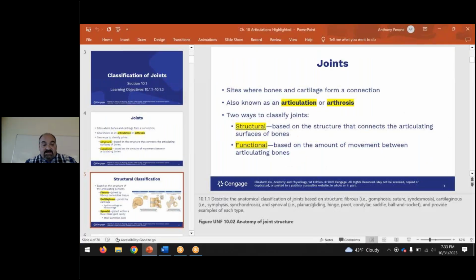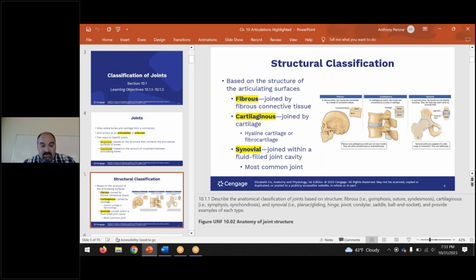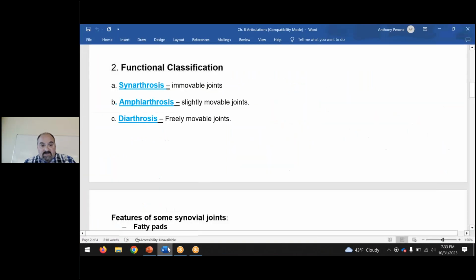Now, let's minimize this for a moment and pull up the notes, that one-page notes. I'm not putting it up on here, but you all are seeing it, and I have it on my computer that I'm recording on. Okay, so let's look first at the functional classification. That's very simple and easy. SAD, and so we have immovable, slightly movable, and freely movable. Okay, does that help you? Immovable, slightly movable, freely movable.